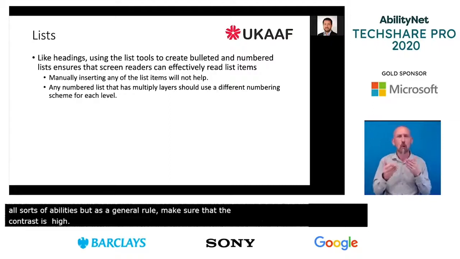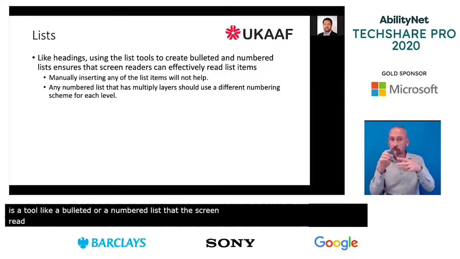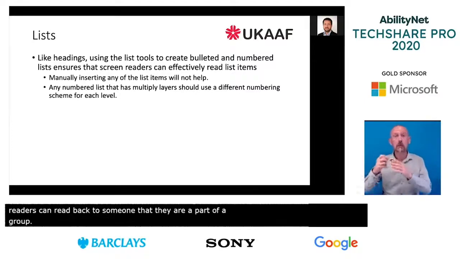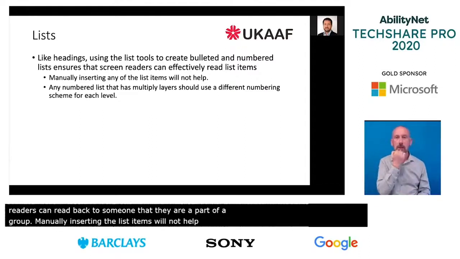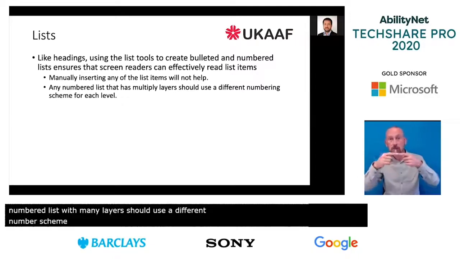Lists are really important. A bit like headings. A list is a tool that's like a bulleted or numbered list that screen readers can effectively read back to someone that they're part of a group. Manually inserting any of the list items won't help. Any numbered list that has multiple layers should use a different number scheme for each level so that lists of things can be easily discerned between each other.